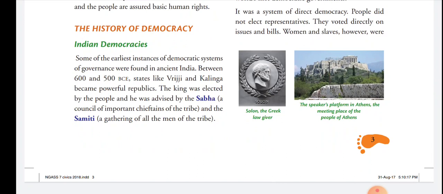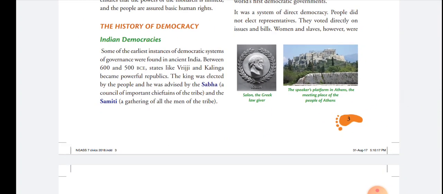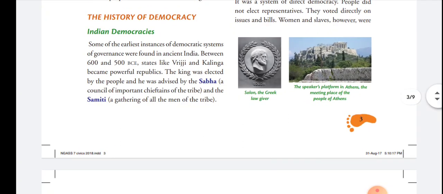Now in India, between 600 and 500 BCE, some states like Vrajji and Kalinga became more powerful republics. Republic means where the head of the state is elected by the people. Here the king was elected by the people and advised by the Sabha. Sabha is a group of important chieftains of the tribe. Tribe means a group of people.